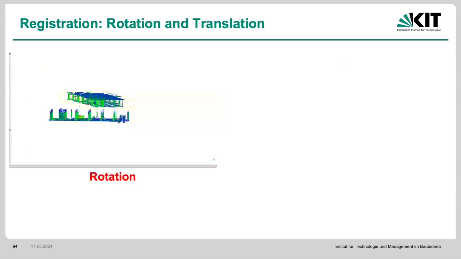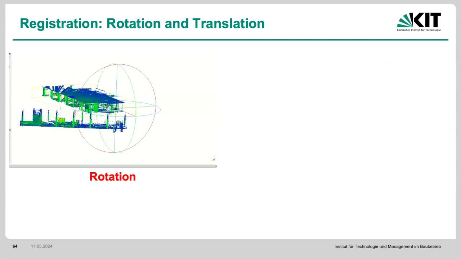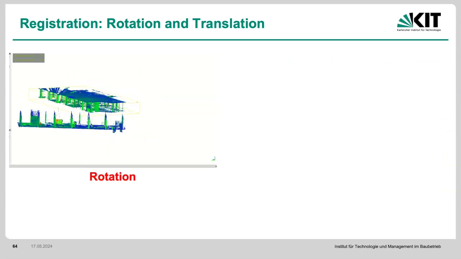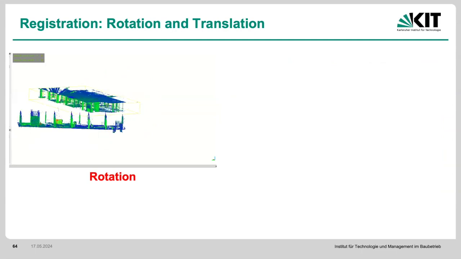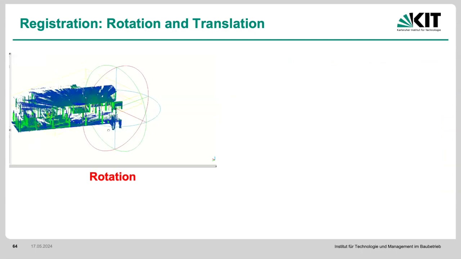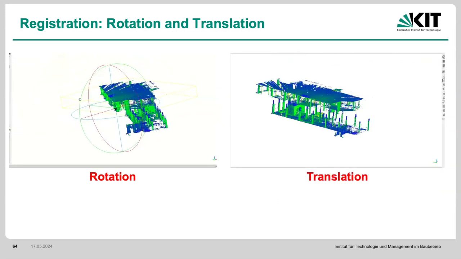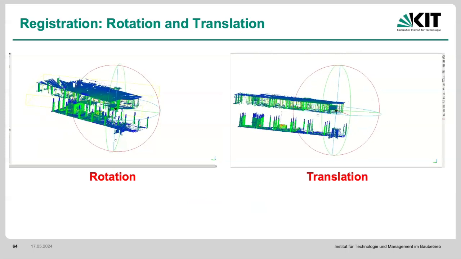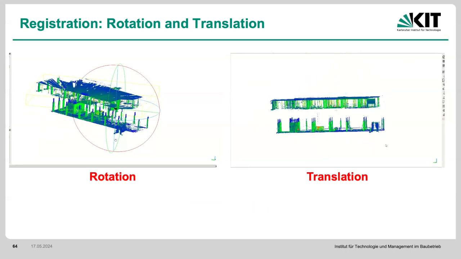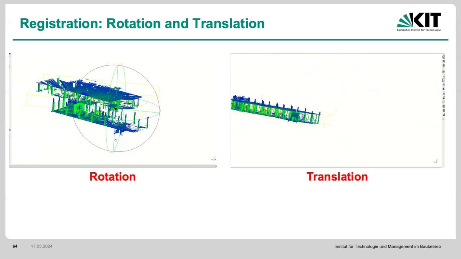And for this, we need two things. One is the rotation, which rotates this. And the other one is the translation, which translates this and puts it directly down to where it's supposed to go. So you have two factors, right? Rotation and translation. Okay. So these two are now registered.